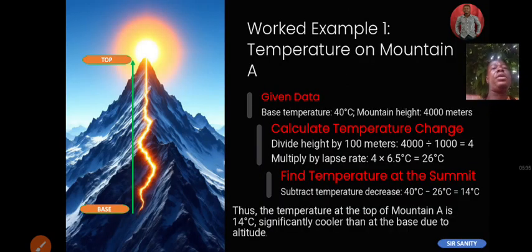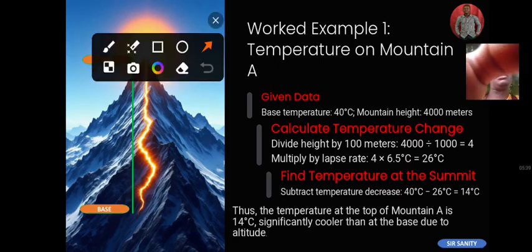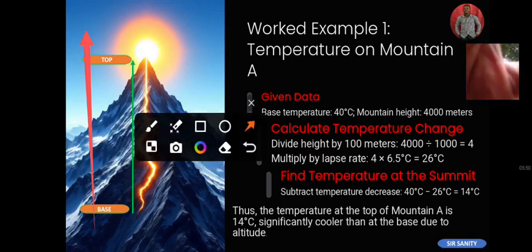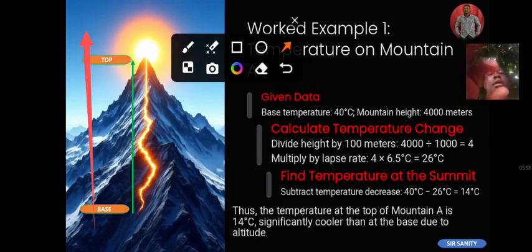Now let's look at the following examples. Looking at the diagram on my left-hand side, if this is the base of the mountain, you can see that the base is here and you have the top here. Now we are going to look at the fall of temperature with this example.